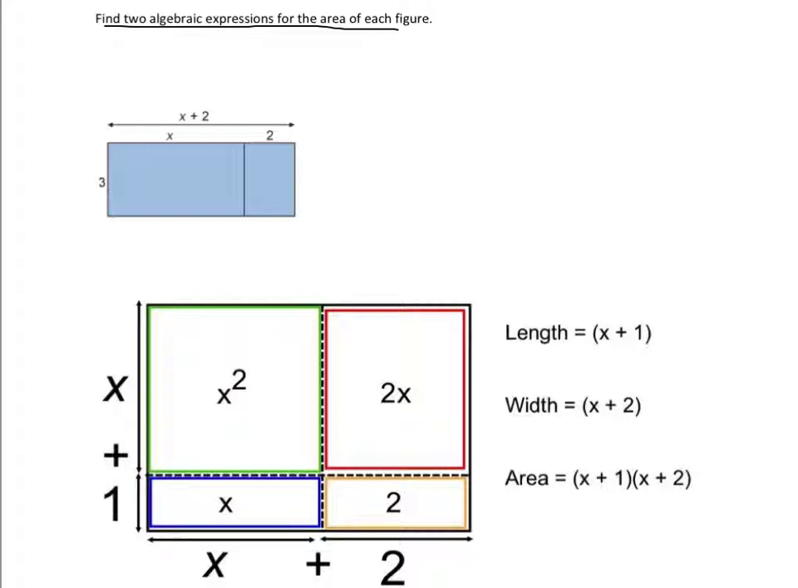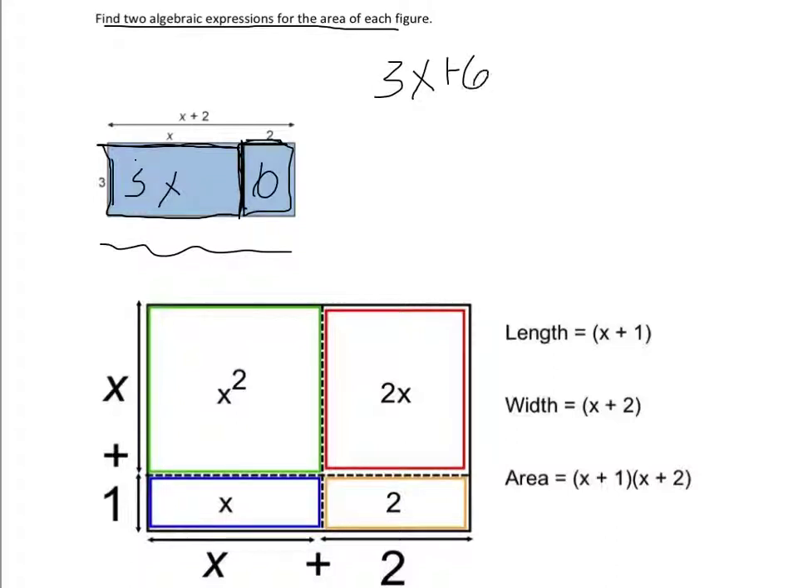Now the area of this blue figure right here can be thought of different ways. If we think about this first rectangle right here with length x and width 3, the area is length times width, so 3 times x is 3x. So that piece is 3x. The area of this rectangle with length 2 and width 3, length times width is 6. So we could think of this area as being the sum of these two pieces. So 3x plus 6 is one way to think about the area.